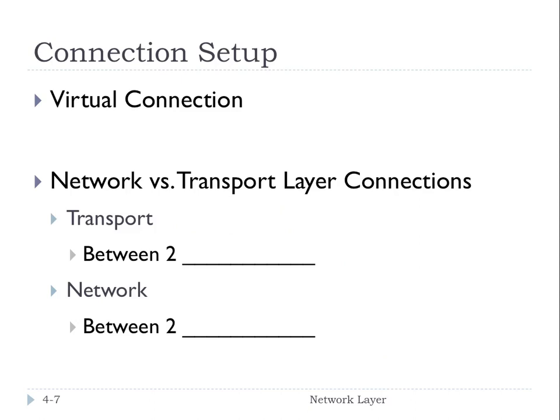A third important function that some network architectures provide is the idea of a virtual connection. IP doesn't do this, but ATM and other protocols do. Recall the difference between the network layer and the transport layer. At the transport layer, we are providing logical communication between two processes. At the network layer, we're providing a connection-based service between two hosts. So that connection is only between hosts, not between endpoints. It's point-to-point, not end-to-end.